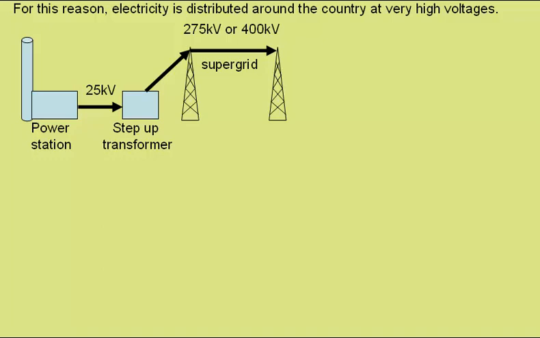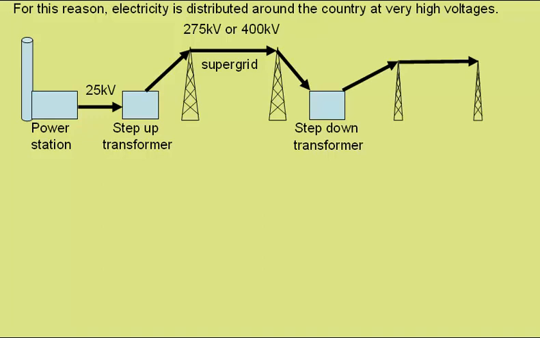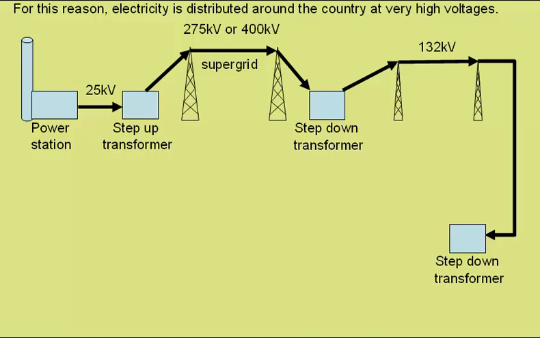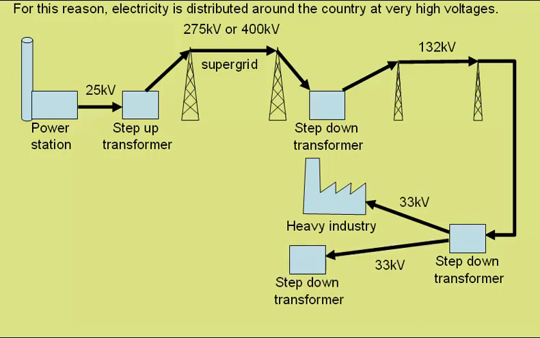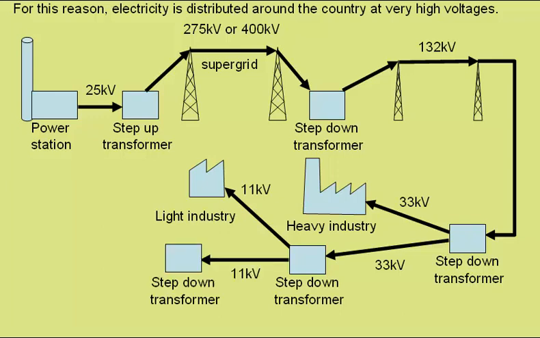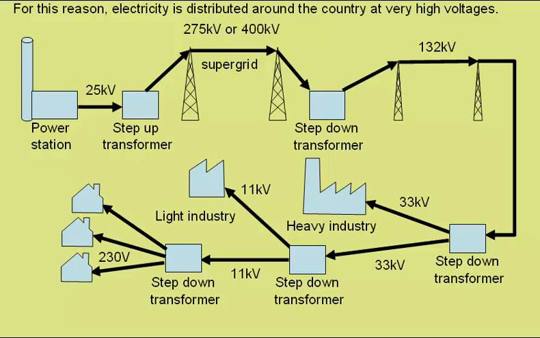As the electricity comes close to built-up areas, it would enter a step-down transformer, coming out again through lower pylons at around 132 kilovolts. Another step-down transformer could see electricity being given to heavy industry at 33 kilovolts, and also passing at 33 kilovolts to other step-down transformers, to come out for light industry at 11 kilovolts, and also into other step-down transformers, also at 11 kilovolts, before finally being distributed to homes and domestic users at 230 volts.